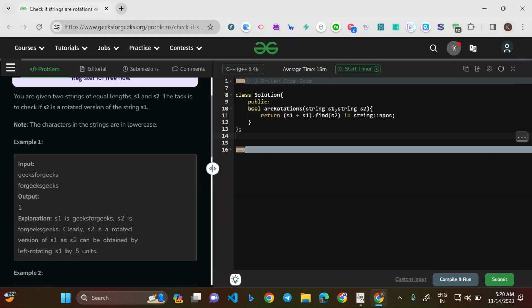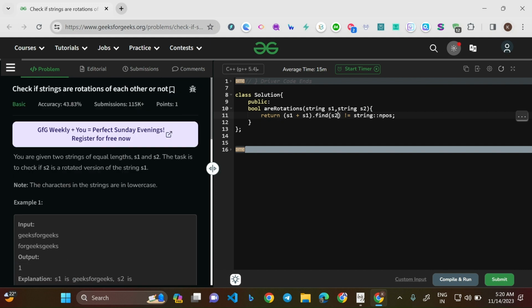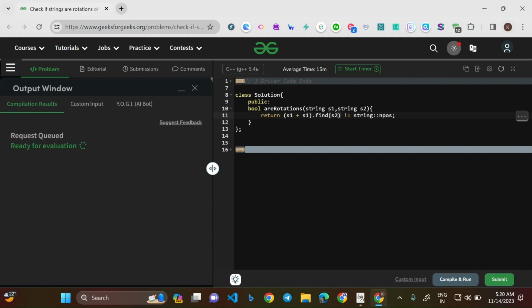So if you can just go through the code. Return (S1 plus S1).find(S2) not equal to string::npos. npos in the sense end of the string. If you're not able to find anything, that means you'll be pointing to the end, npos. So if it is not equal to npos, not the end of the string, that means we are able to find S2 in S1 plus S1. So we'll be returning true. I hope you people understood. I'll submit it for your reference, and it works actually.